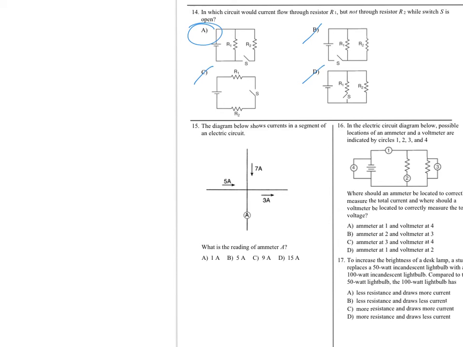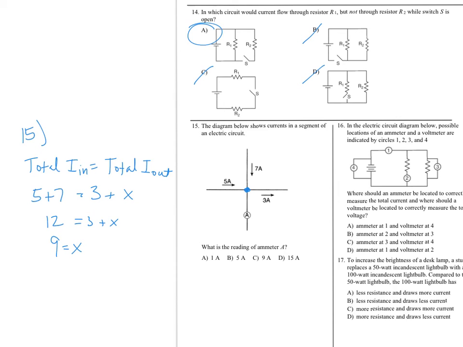Another familiar question from the IA. Okay, I'm going to put a dot here right in the middle because that's our junction. So the total current that goes in, total I in, is equal to total I out. So pay attention to the direction of the arrows. 5 and 7 point inward, and it has to equal 3 plus whatever is missing. So 9 is equal to X. That has to be the one that flows out through here. So 9 amps.